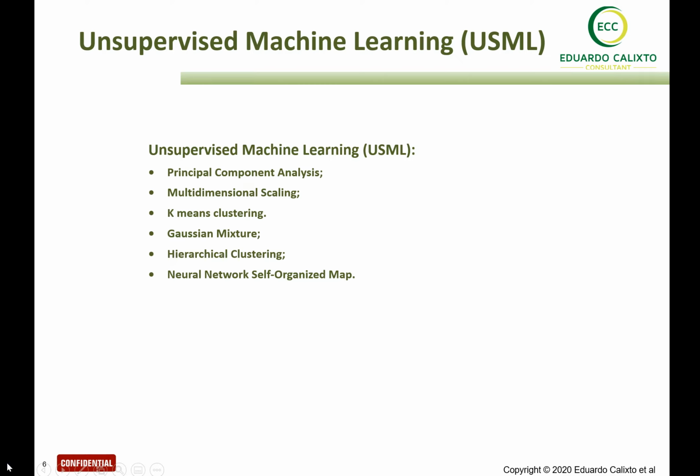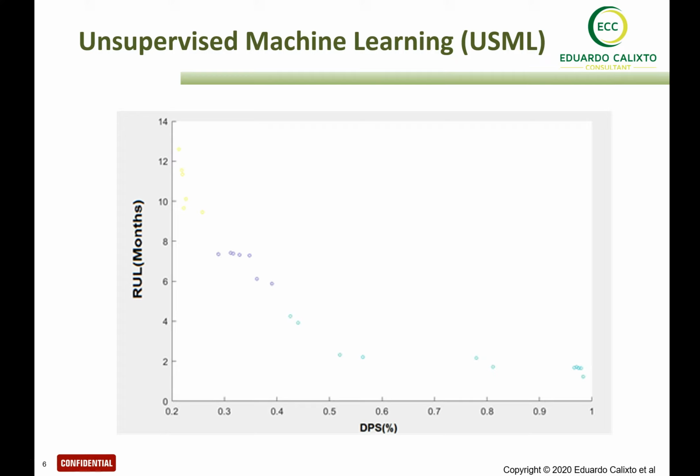So far, we have been describing different unsupervised machine learning methods, such as principal component analysis, multidimensional scaling, k-means, and Gaussian mixture, and now in this module we are discussing hierarchical clustering. In the end, we will see in our case that hierarchical clustering gives similar results: we are able to cluster data based on their features, such as degradation, progression signature, and remaining useful life.